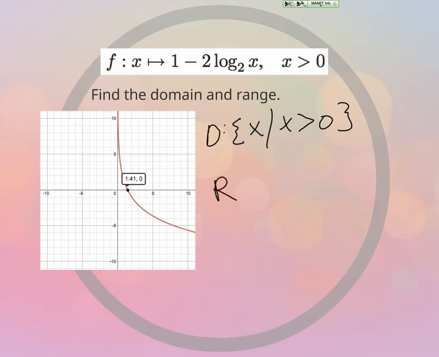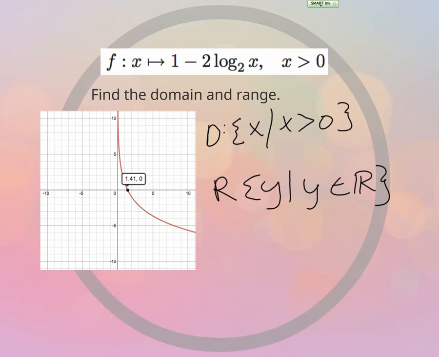All right, what about our range? Absolutely, because technically this is going to keep going up. It's going to get super, super, super close to 0, but keep going higher. And this is going to slowly get lower and lower and lower. So y is all real numbers as well.